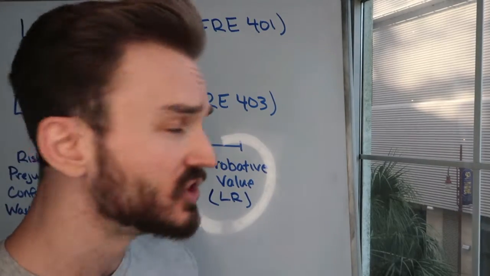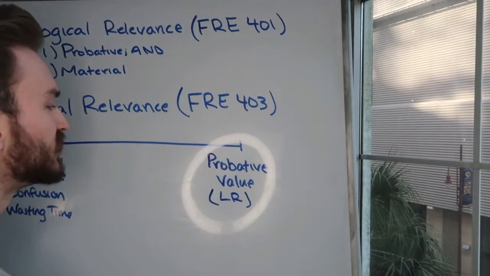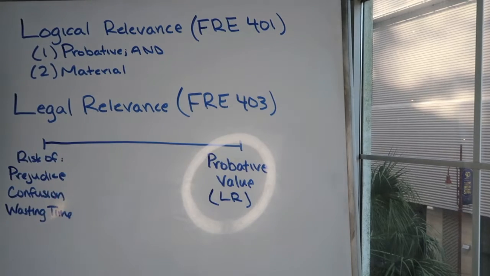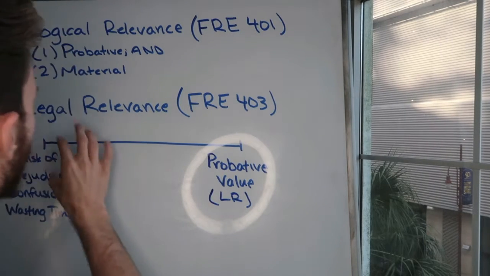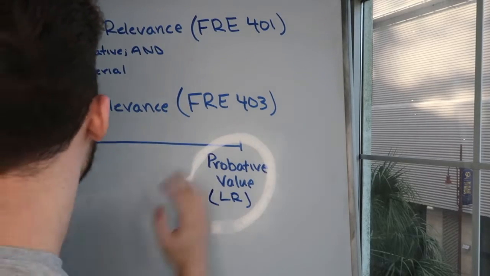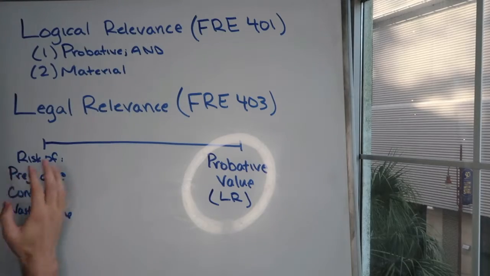And the judge is going to have to then, in his head, make a determination. He's going to have to put that piece of evidence somewhere on this spectrum that I have drawn up here, right? And on this spectrum, what I have is probative value on the right side, and I have risk of unfair prejudice on the left side. I also have some other things.